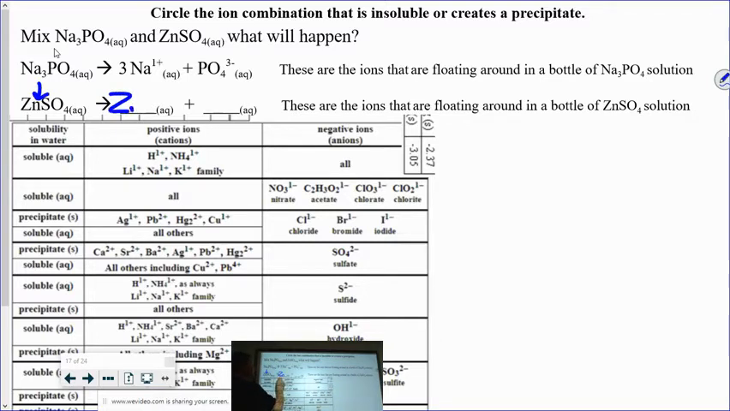So I get Zn. I look on the periodic table to find its charge. It is a 2 positive charge. I look for SO4. It's a polyatomic ion. It's found on the backside of your periodic table. That's a 2 negative charge.